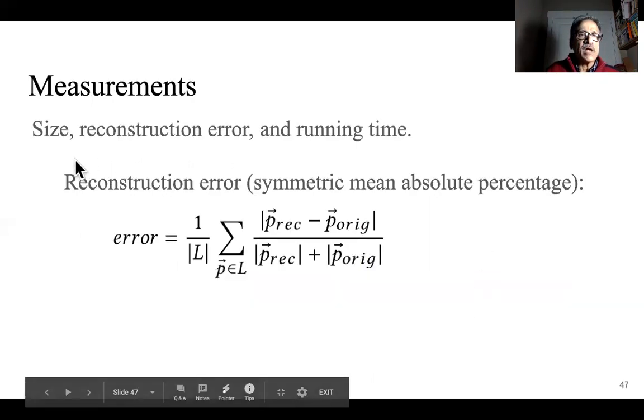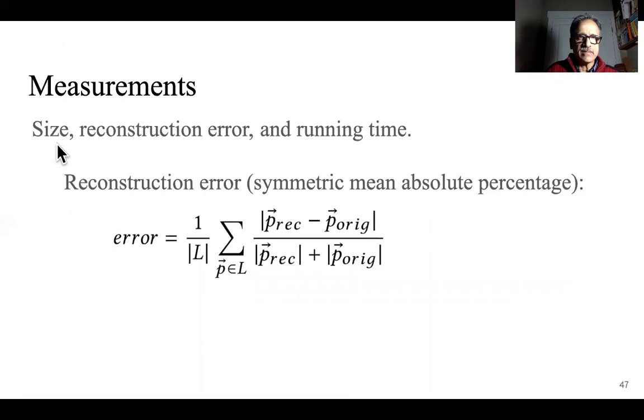In experiments, we measure, of course, the size of the summary generated, the reconstruction error, which I will define formally in a second, related to inferring the cell value using the summary, and the running time for finding the optimal summary or finding whatever approximate summary that the particular approach promises.